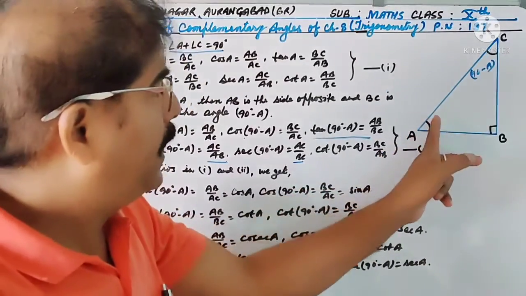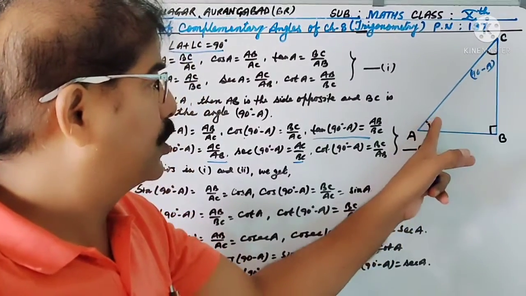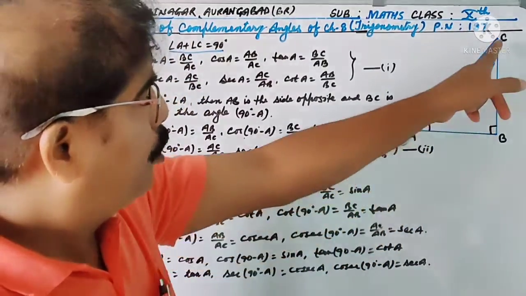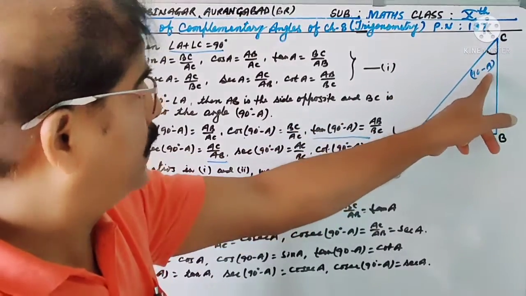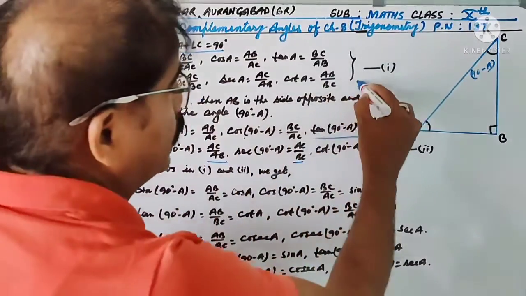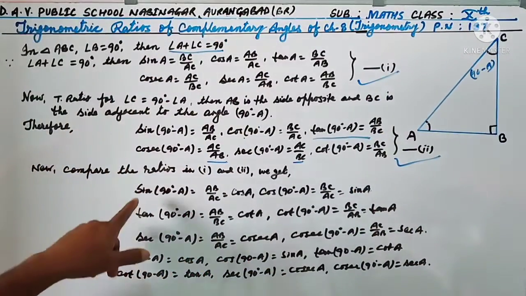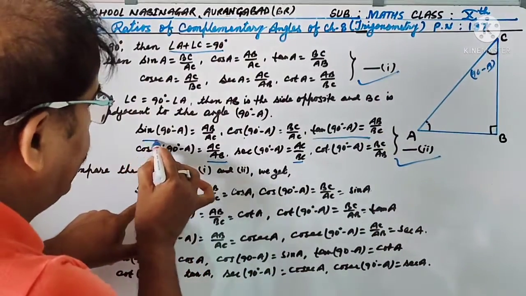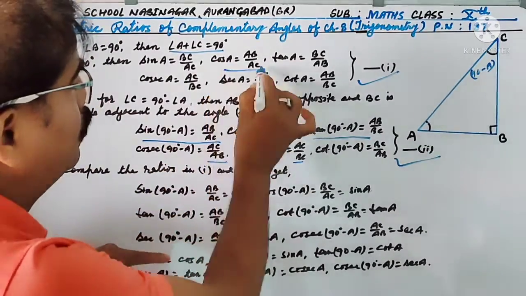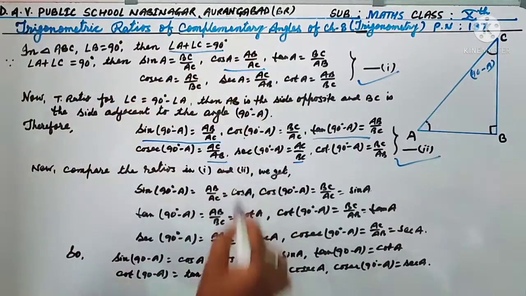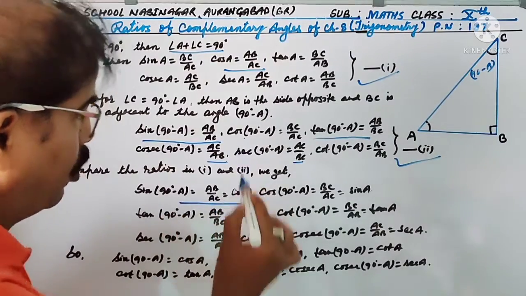So first find all the T ratios for angle A: sin, cos, tan, cosec, and so on. Then for angle C, that means 90 minus A, find all the T ratios, and compare. This is equation 1 and 2. Comparing equations 1 and 2, we observe that sin 90 minus A equals AB by AC, and AB by AC equals cos A. So sin 90 minus A equals cos A.